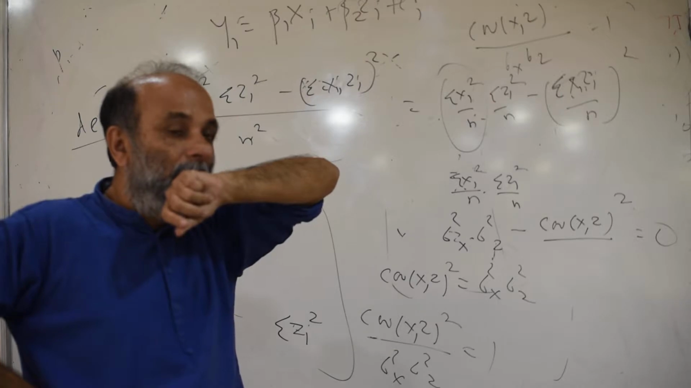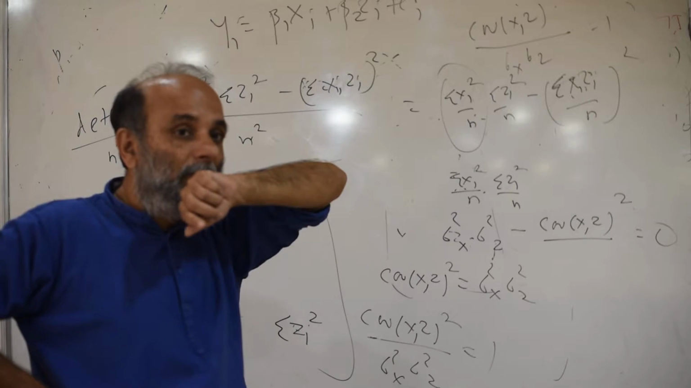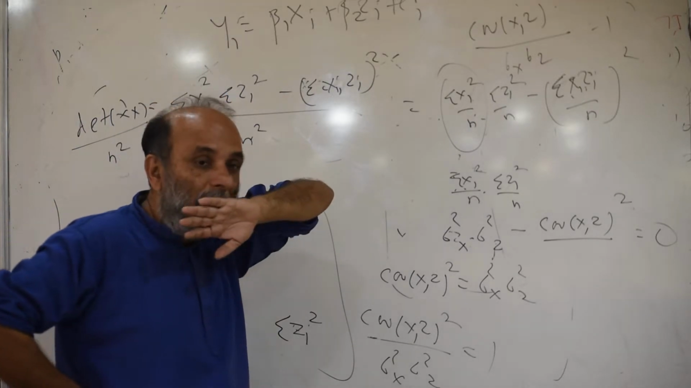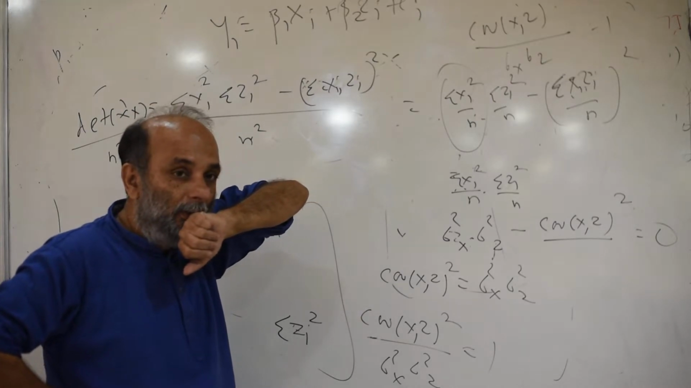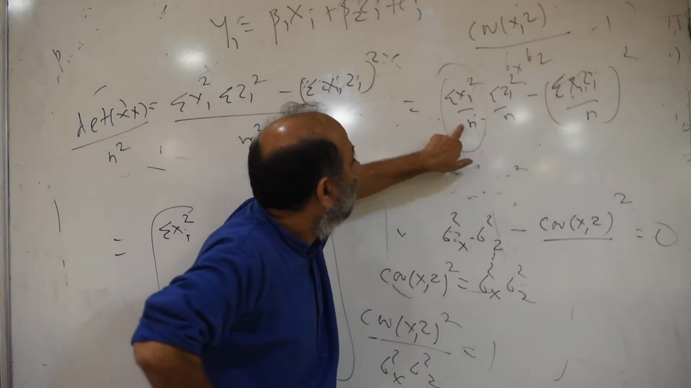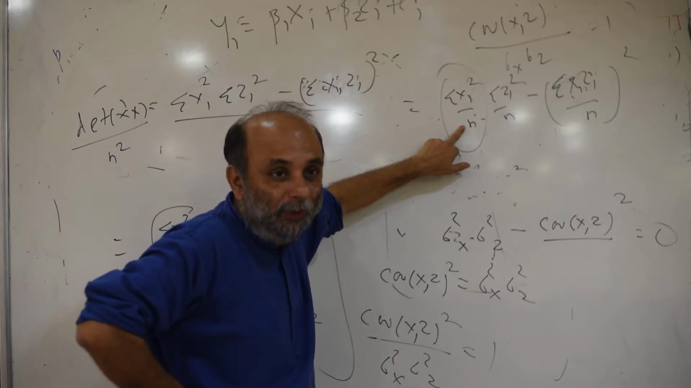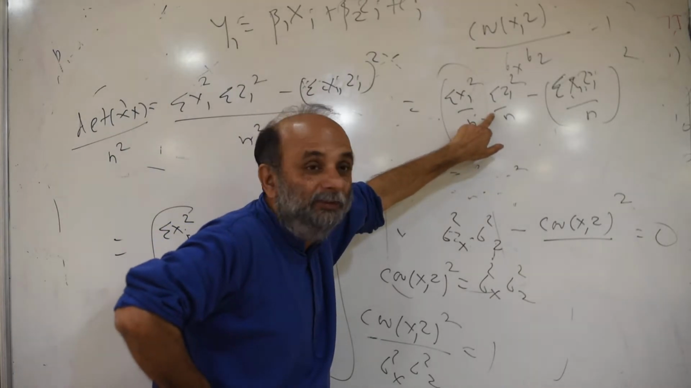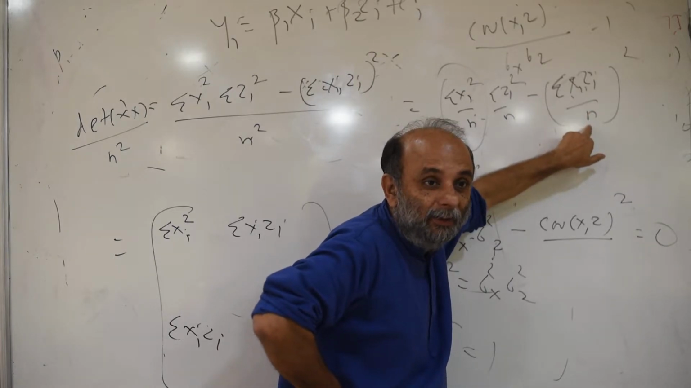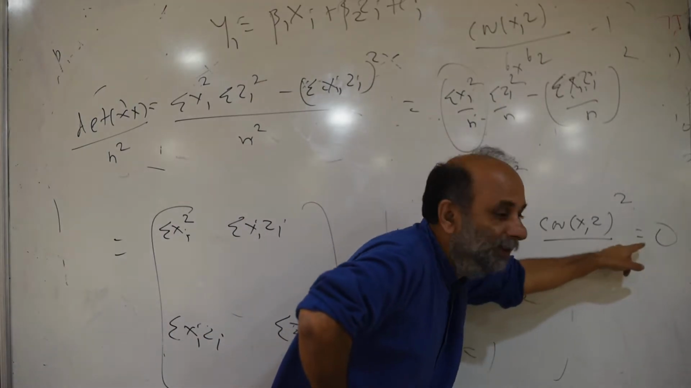I have one question. With summation xi square divided by n and then summation zi square divided by n, and then the next line is... See, this part is nothing but the variance of x, no? Sum of the squares of x upon n. This is the variance of z. And this is nothing but the covariance square. So I get sigma square x sigma square z minus covariance xz square is 0.